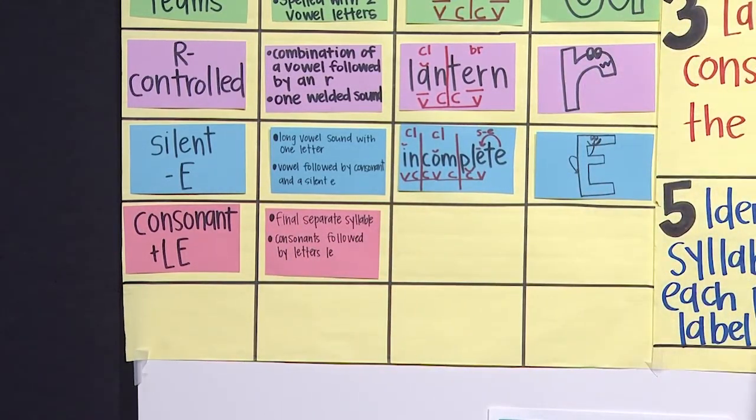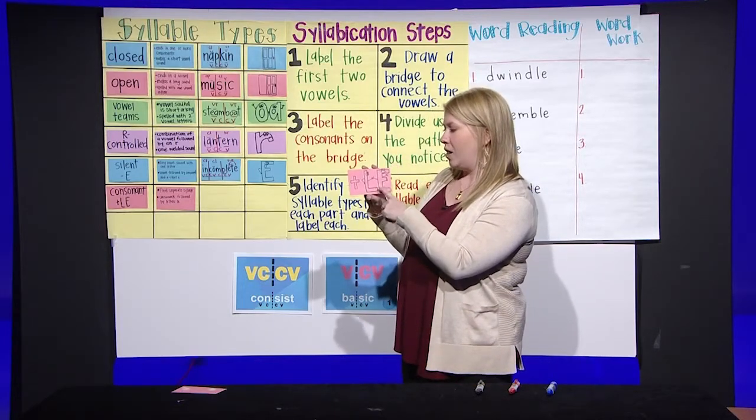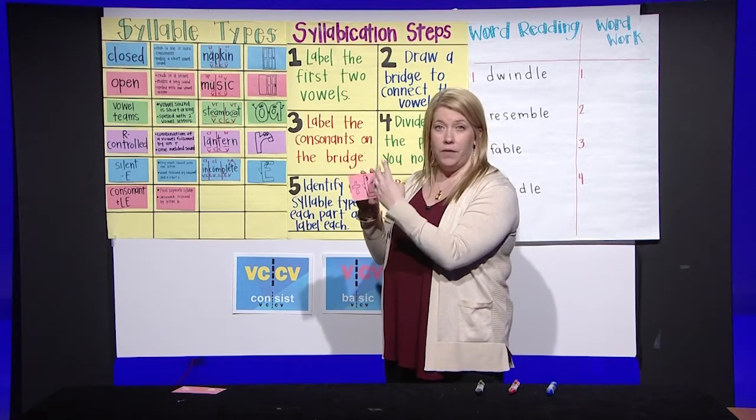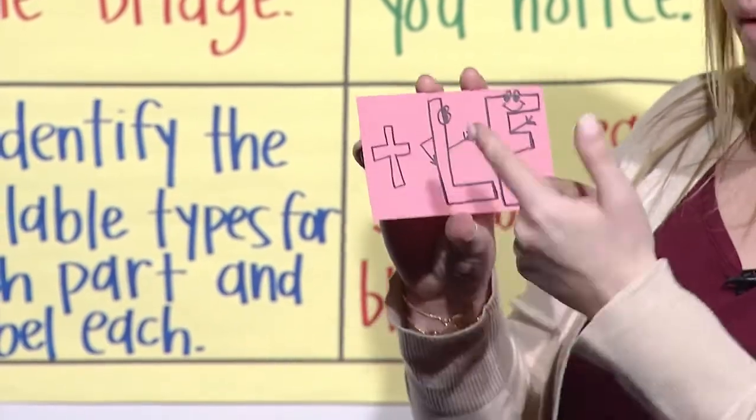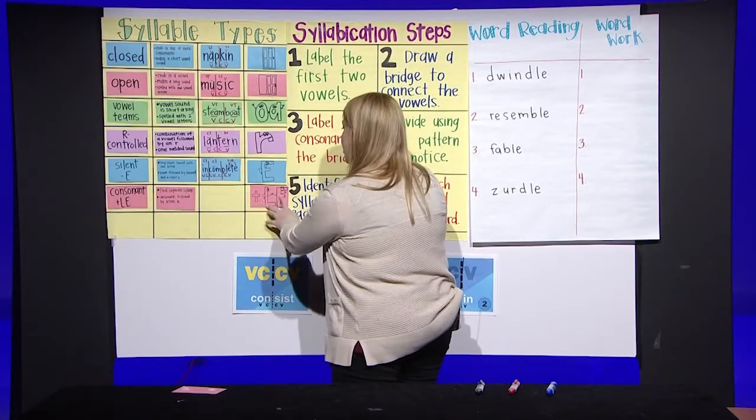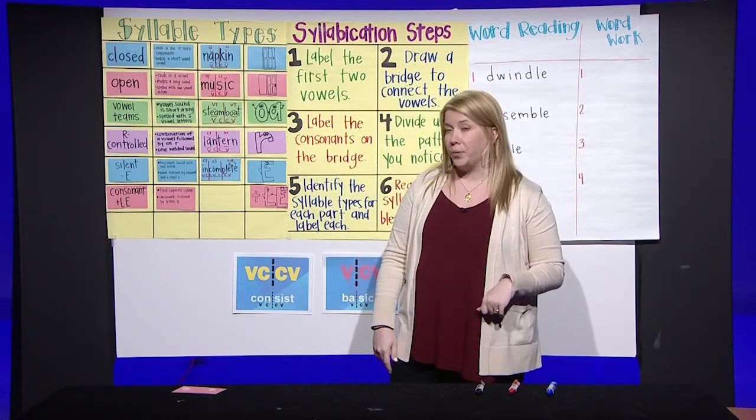So I want us to look at my visual right here. I see a plus sign and an LE. They're sticking together at the end of a word, and a consonant will be in the front of that. So there'll be a consonant plus my LE. So let's add that right here so that we can remember when we start to work with some words we don't know how to read.